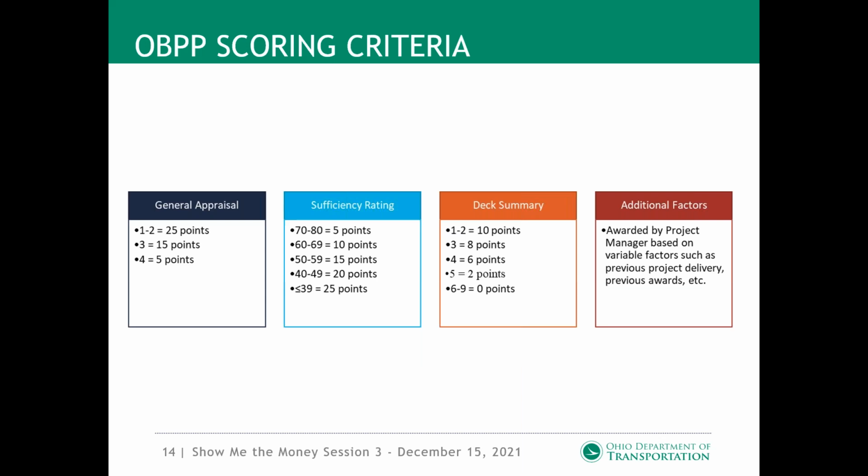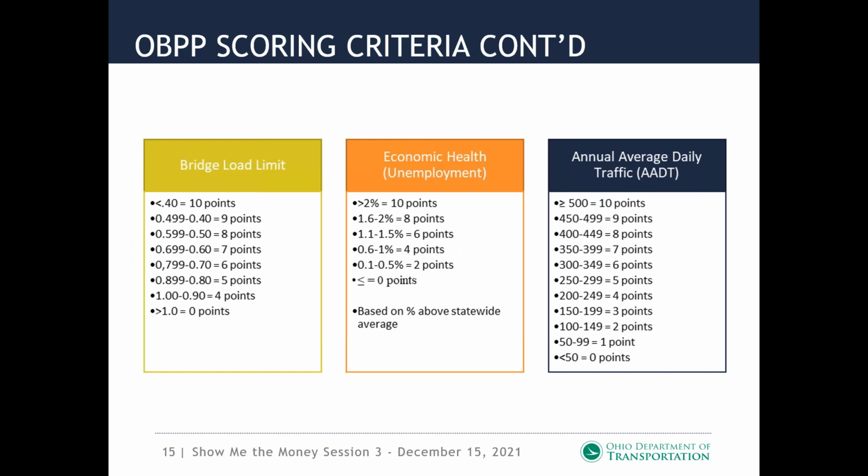The scoring criteria, scoring is one of the factors that we use in awarding funding for projects that apply. There are many factors that go into what projects are selected, but the scoring is one of those that's greatly viewed. First would be the general appraisal. We also look at sufficiency rating, deck summary, and like I said, additional factors that go into it. It's reviewed both internally here in central office by the Office of Local Programs, Office of Structural Engineering, as well as the districts. We also look at the bridge load limit, the unemployment, economic health of the area, the applicant, and we look at the average daily traffic counts.